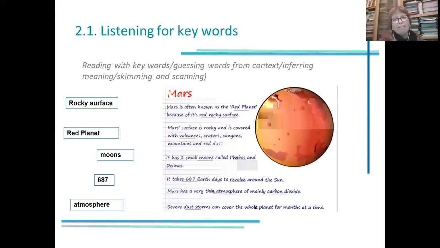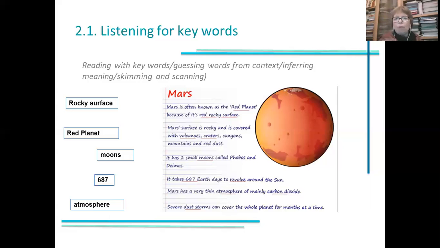For example, a very nice strategy you can use is this. You take a text, you choose some keywords, the ones on the left: rocky surface, red planet, moons, 687, atmosphere. You write these words on small cards. Then you give the text to the students individually, in pairs or in groups as you like. And then you start picking up a card, reading a card, and children have to quickly find the word in the text and underline the word.